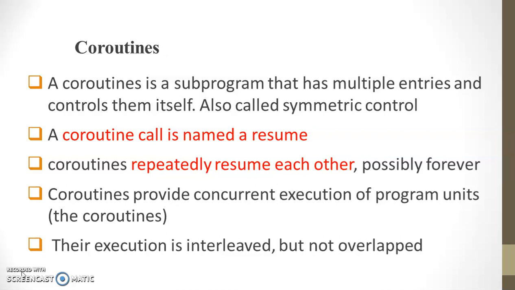It will have a single entry and exit point. But in case of coroutines, we have multiple entries, and it can switch between different coroutines. When it returns back to the routine, it resumes the operation. If the same coroutine is invoked again, it resumes its action from where it stopped. So a coroutine call is named a resume. Coroutines repeatedly resume each other, and they provide concurrent execution of program units.